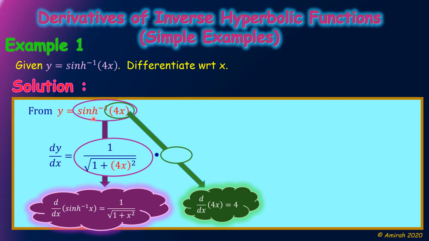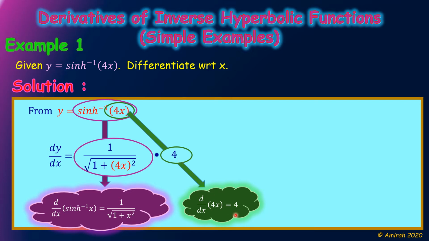When we differentiate inverse sinh 4x, we assume our x equals 4x. From this formula, we replace x by 4x here. So we have 1 over square root of 1 plus (4x) squared. And then when we differentiate 4x, it becomes 4.